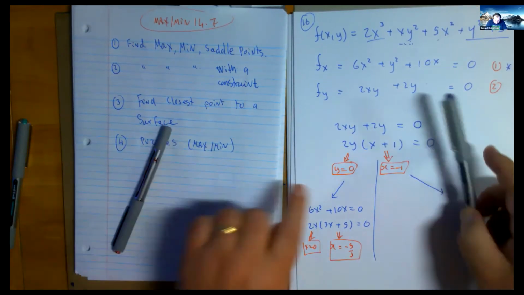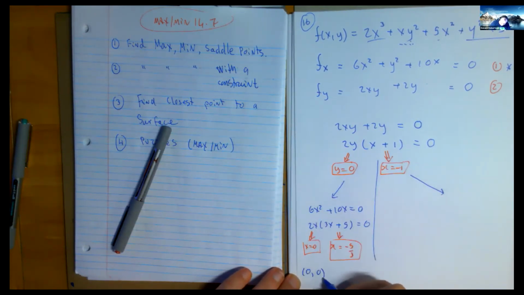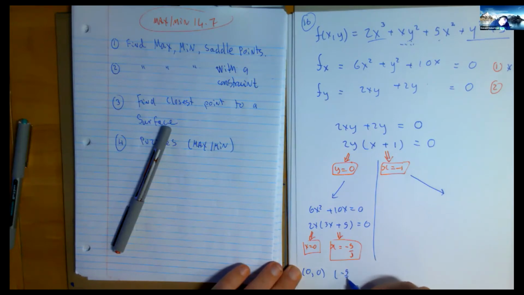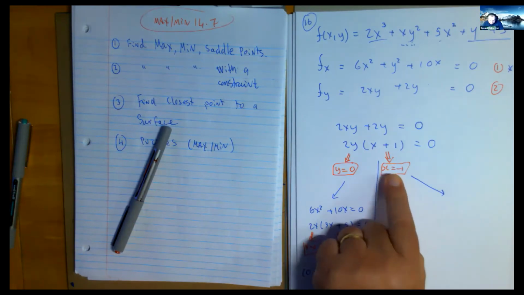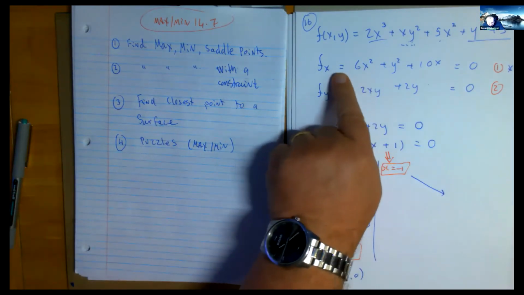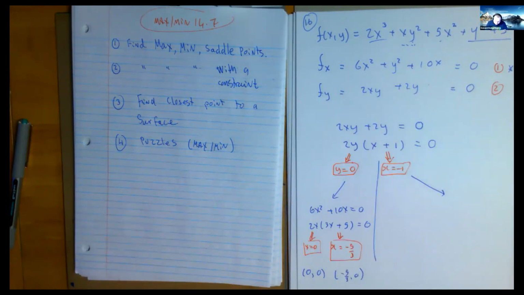Now you put that together then, doesn't that give me two critical numbers? 0, 0 and -5/3, 0. Are you happy about how I figured those two guys out? Right, now we'll go to the x equals -1, and again we'll substitute it into 1, and we'll see what that generates.